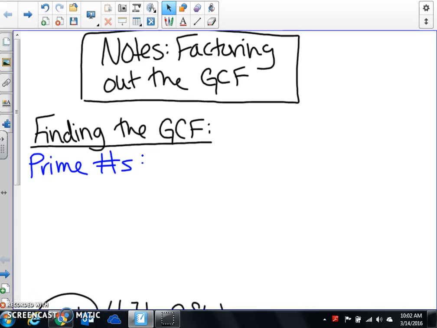All right, we are going to start our factoring unit. Before we do that, we have to know how to find the GCF in general. GCF stands for greatest common factor.